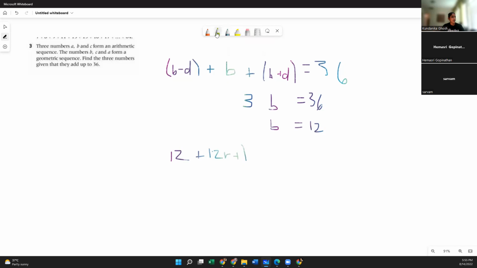So A should be lesser than B, right? Yes, but think about it. R doesn't necessarily have to be a whole number. R can be a fraction, and if R is a fraction, it's going to decrease, correct? Oh, yeah. Okay, yeah, I got it.